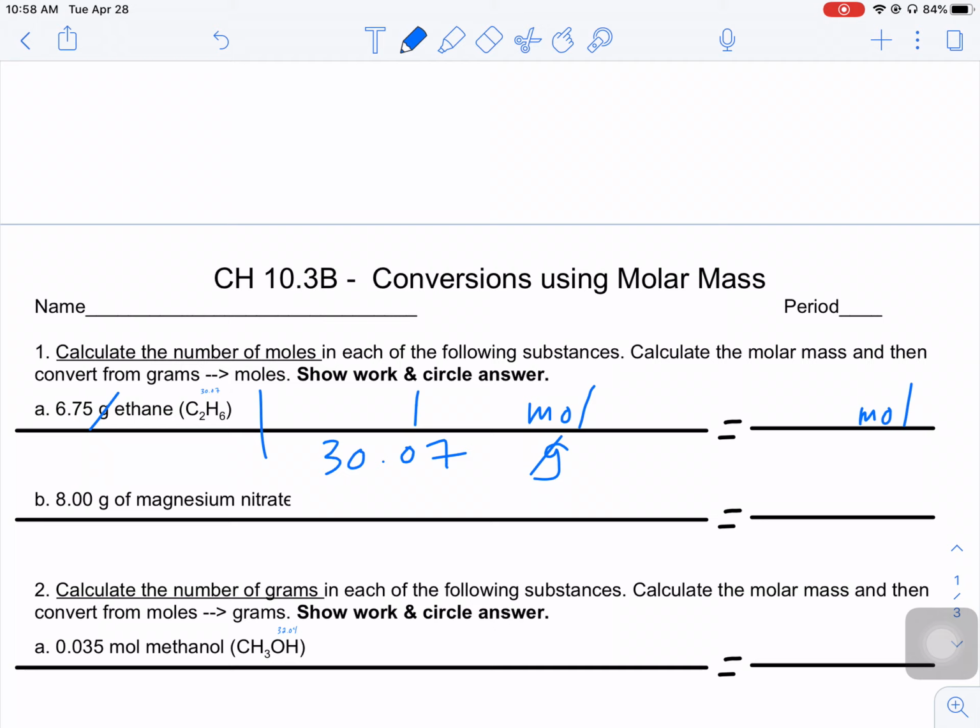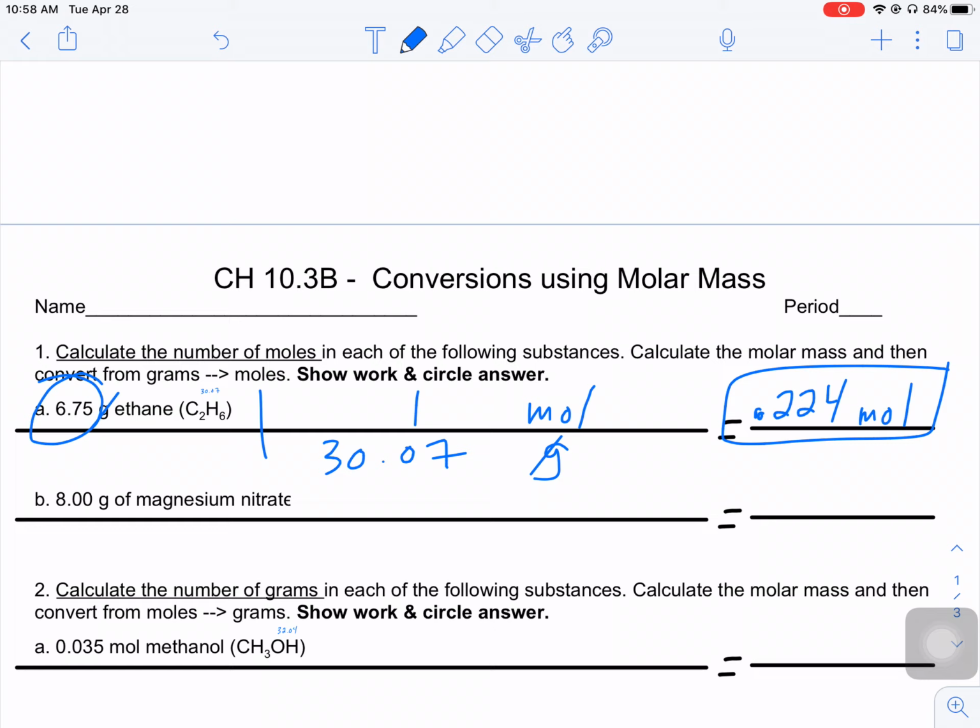And my calculator gives me 0.2244. And let's talk about sig figs real quick. The 6.75 is going to limit me to 3 sig figs. So in my final answer, I'm going to round to 3 sig figs, so 0.224. Final answer.